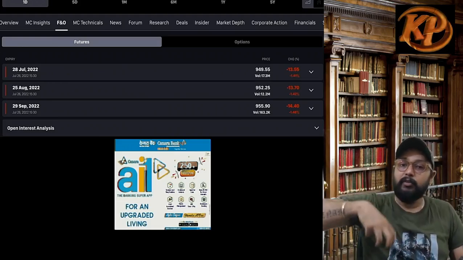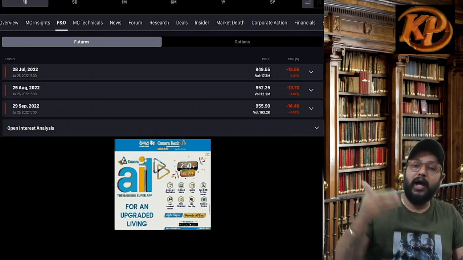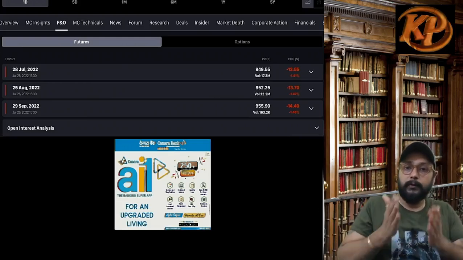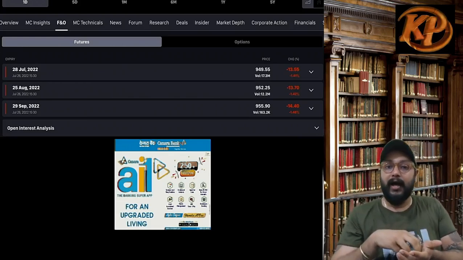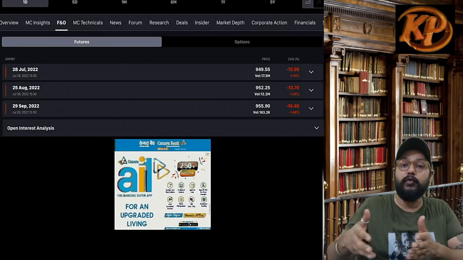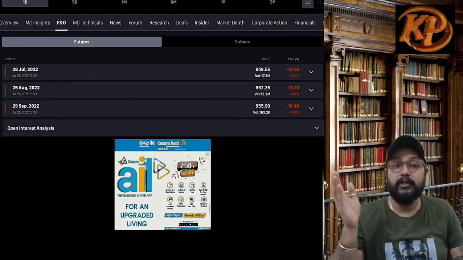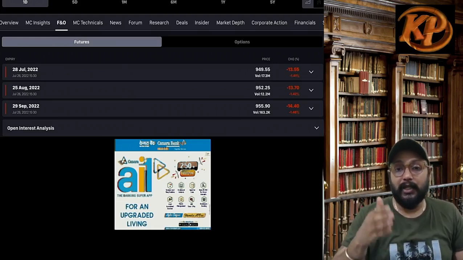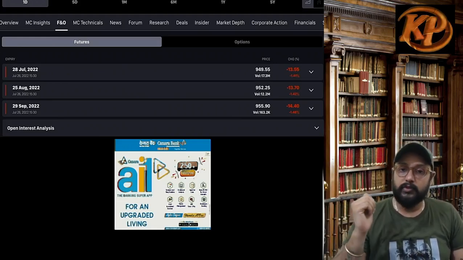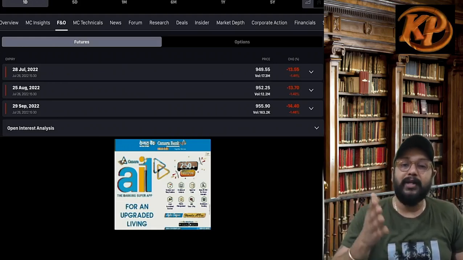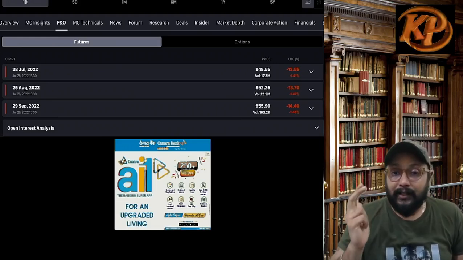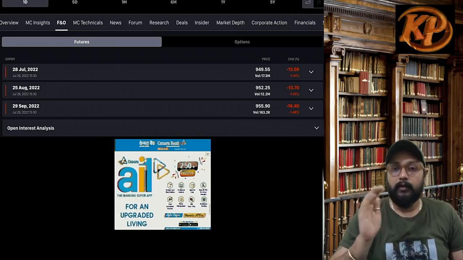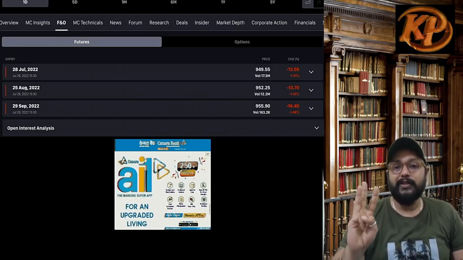If I am sitting in the month of July, I have 3 choices: July, August, September future. If I am sitting in mid March, I have 3 choices: March, April and May month futures. If I'm sitting in January, I can take January future, February future, or March future. There are three choices always.